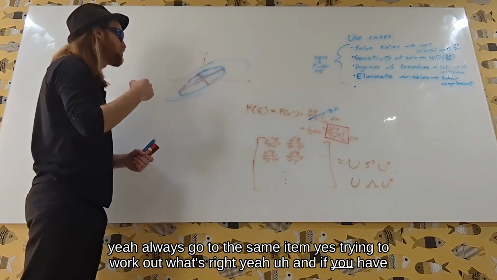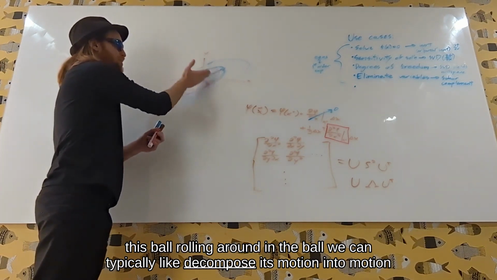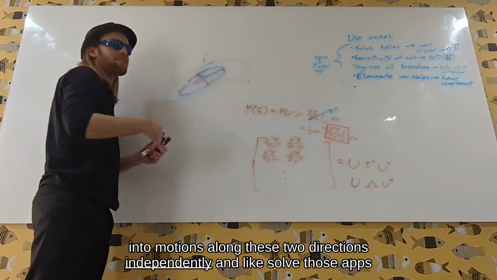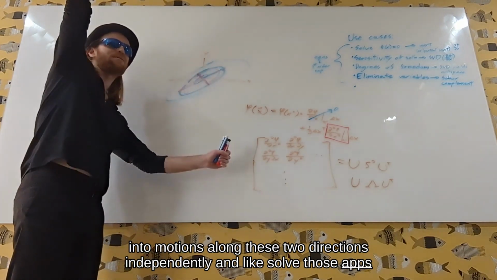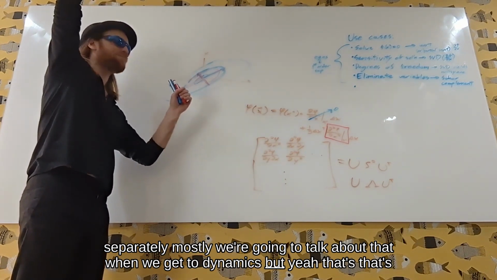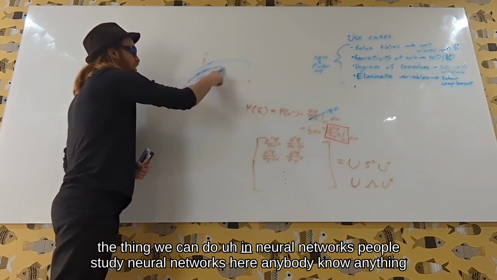And if you have this ball rolling around in the bowl, we can typically decompose its motion into motions along these two directions independently, and then solve those out separately. Mostly we're going to talk about that when we get to dynamics, but that's the thing we can do.